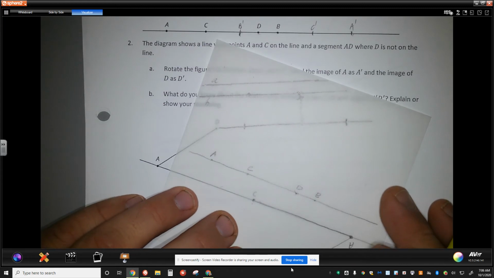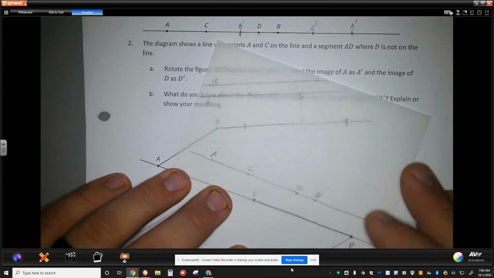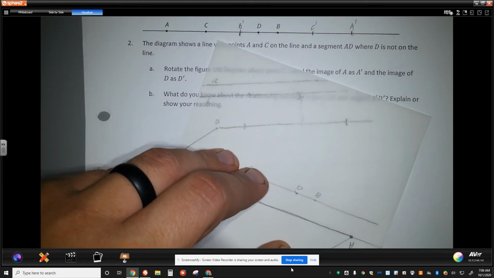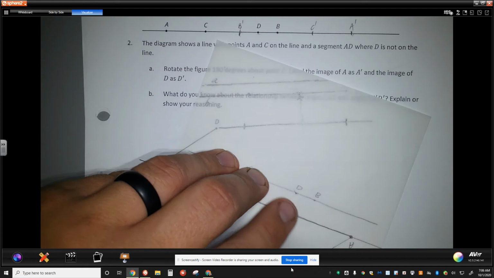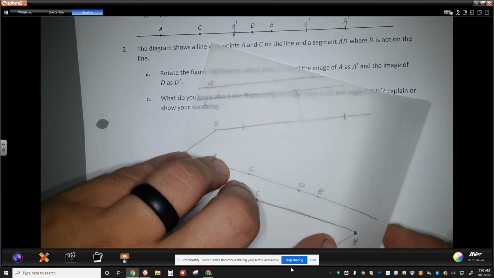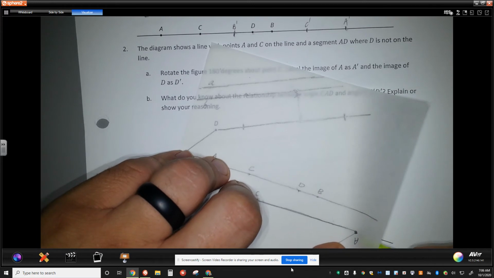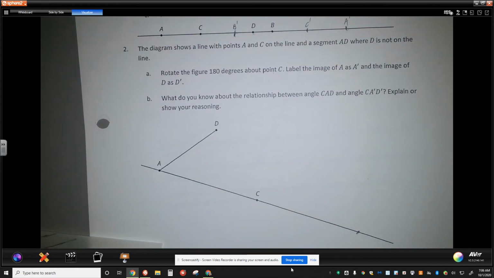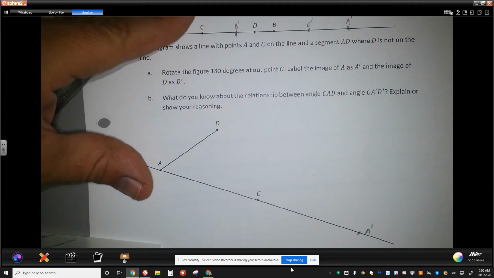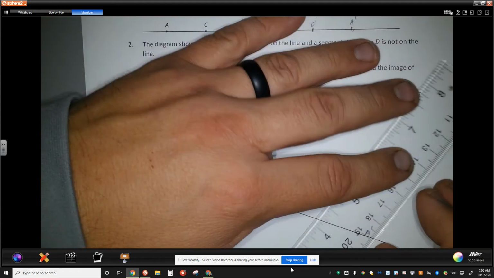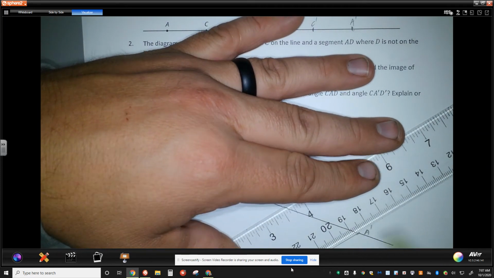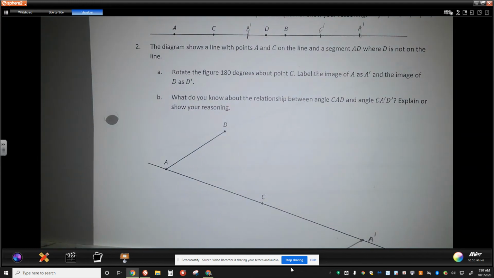Okay, there it is. So we're supposed to label the images of A prime and D prime. So here's where D is. And whoops, let's put A on there as well. And then let's go ahead and use a straight edge. This one here is A prime. We know it has to be A prime because it's on the line. D was not on the line. And there's two lines there, two segments.